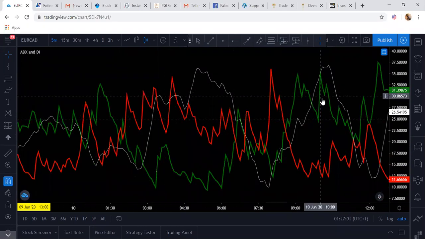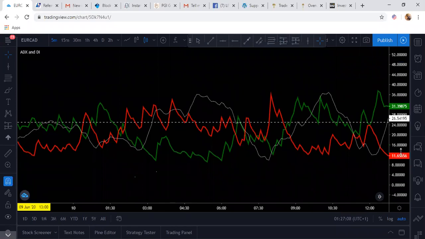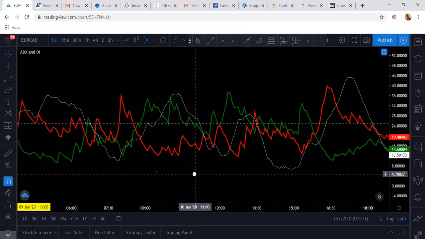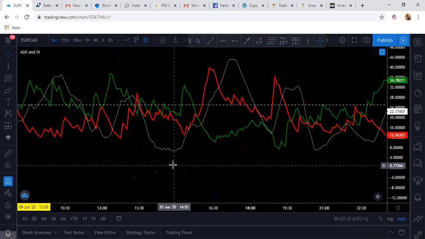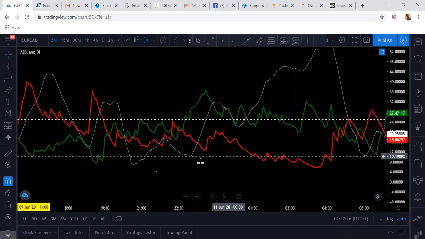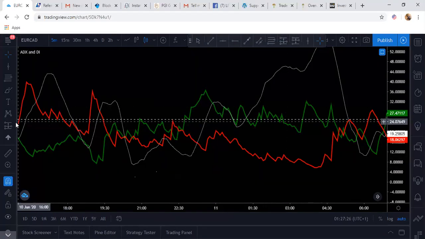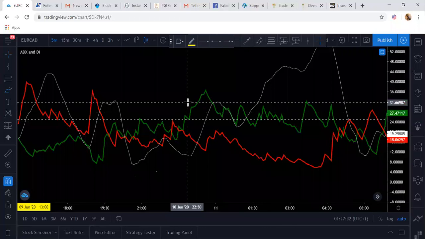This indicator is called the ADX, the average directional index. It actually shows you whether we are in a bullish market or whether the bears are in charge. Whenever you see that this green line is above here, that automatically implies that you are in a bullish market.